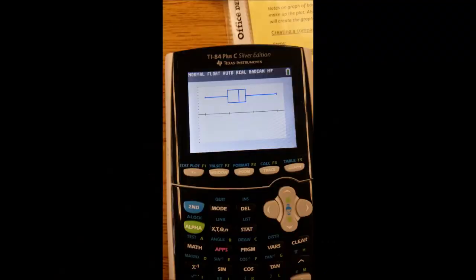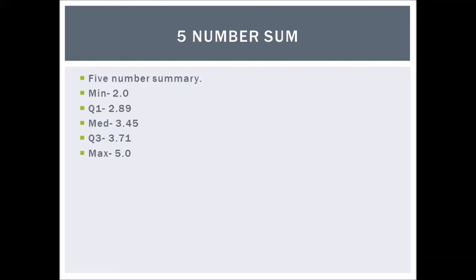The last graph that we did was the box plot, and for that graph, we were able to find the minimum, the max, and the median GPAs out of all our GPAs. For the minimum, it was 2.0. For the max, it was 5.0. The median was 3.4. Q1 was 2.89 and Q3 was 3.71. Also with that graph, we found the range which was 3.0 and the standard deviation was 0.643.